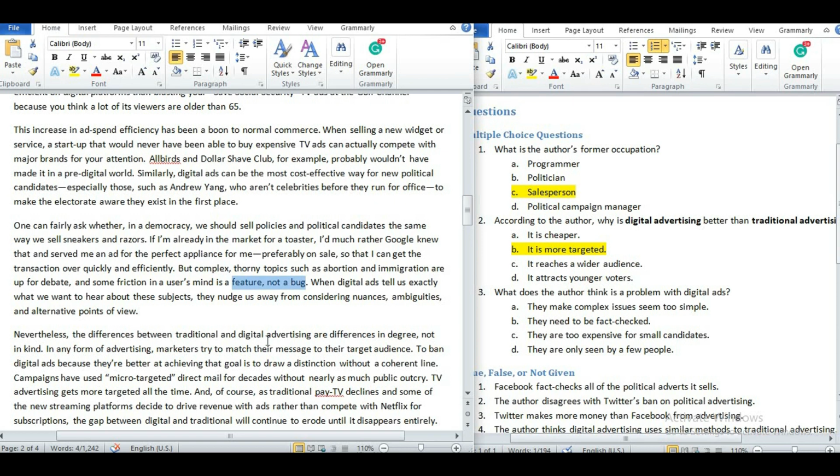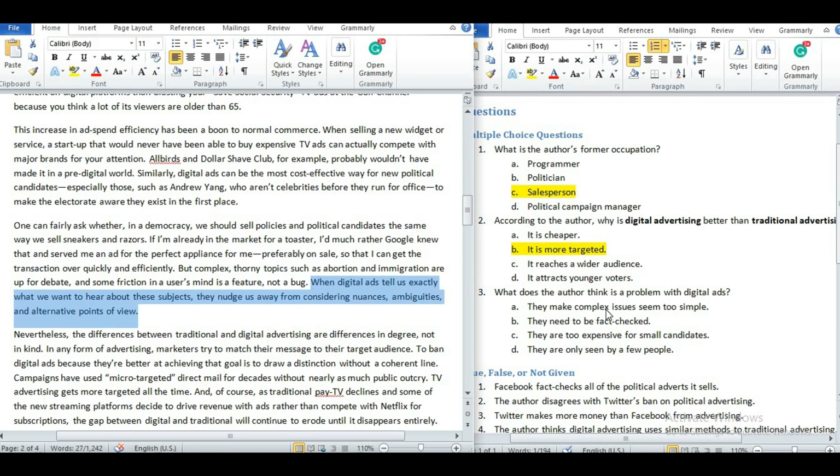Now, a bug is something bad that we have in software, and it's something that people try to solve. Then we finally come to this last paragraph, this last sentence here. When digital ads tell us what we want to hear about these subjects, they nudge us away from considering nuances, ambiguities, and alternative points of view. This kind of sums up what was said previously. So it is telling us that there's a problem here, but what problem is it?